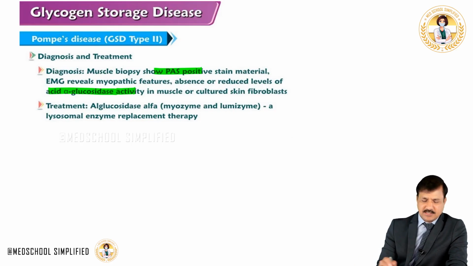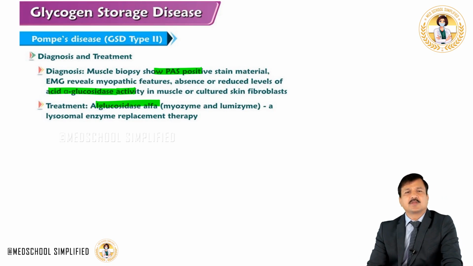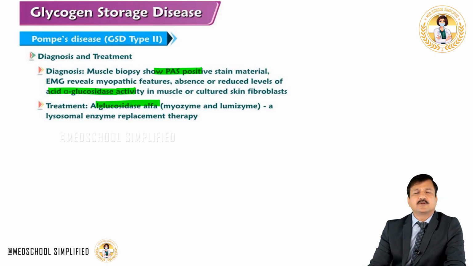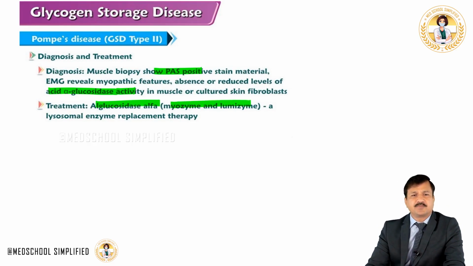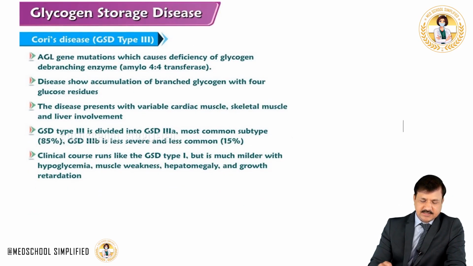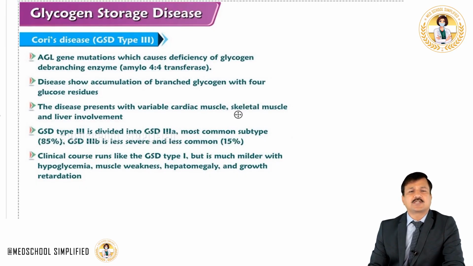For treatment, alglucosidase alpha is used, which is an FDA approved drug, marketed as Myozyme, which is a lysosomal enzyme replacement therapy with promising results. Coming to Cori's disease, which is glycogen storage disease type 3.